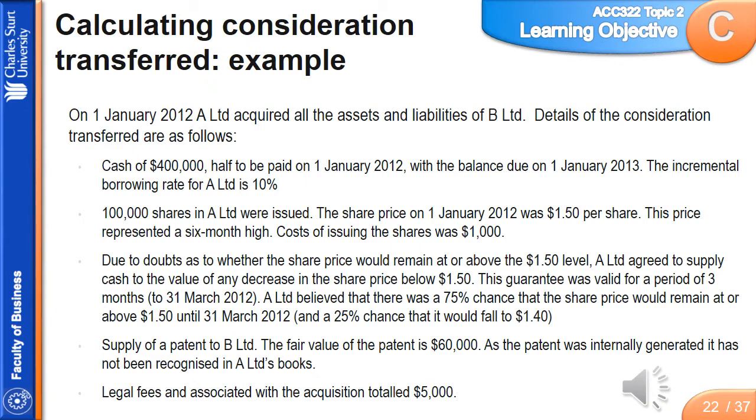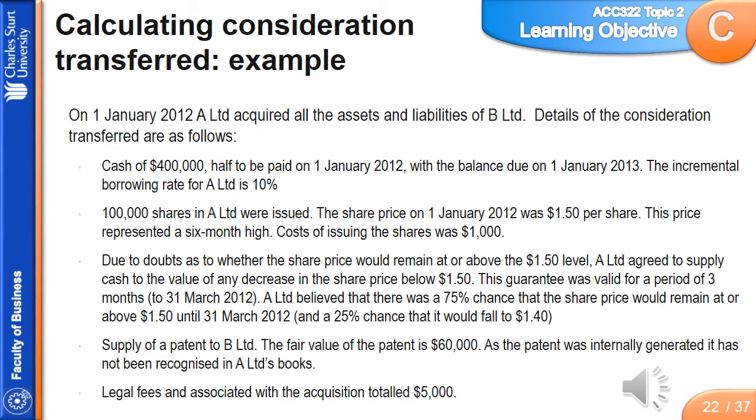Third point, due to doubts as to whether the share price would remain at or above $1.50, A agreed to supply cash to the value of any decrease in the share price below $1.50, and this guarantee was valid for a period of 3 months to 31st March 2012. And they believed that there was a 75% chance that the share price would remain at or above $1.50 until that time, and a 25% chance that it would fall below $1.40.